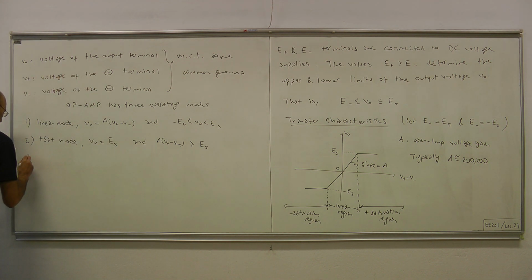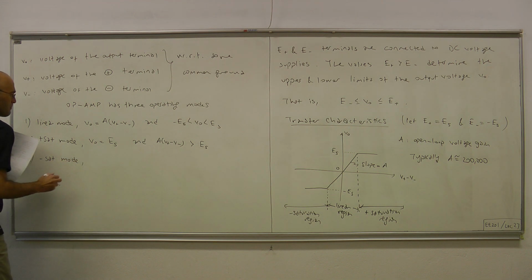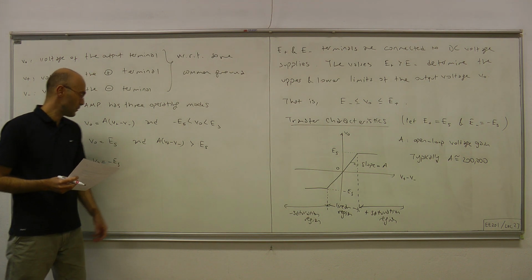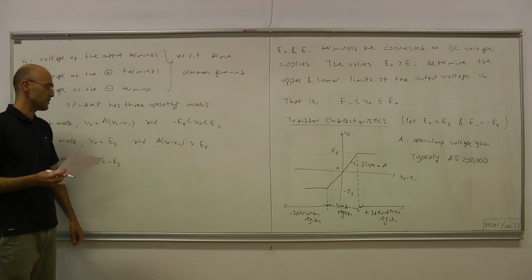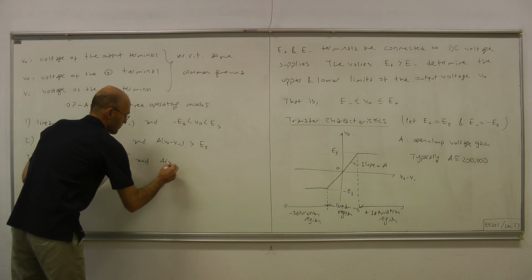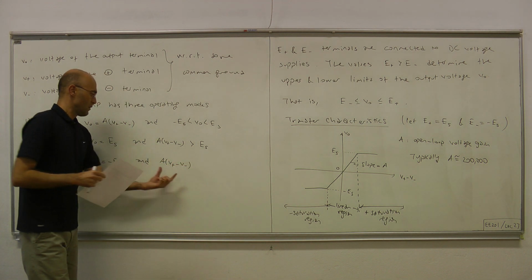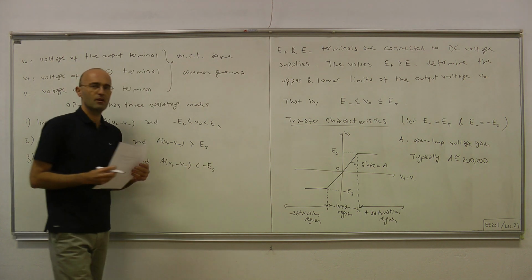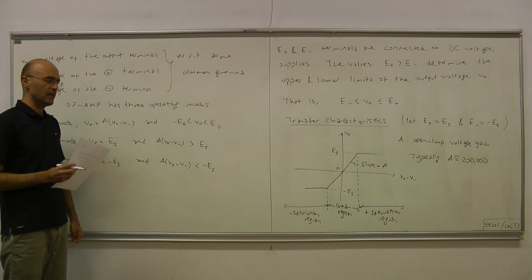And the third mode is the negative saturation mode, where V out is now fixed at the other saturation voltage, okay, plus 16, let's say, and minus 16. And this time, this product is smaller than minus E_S, okay, negative saturation voltage.